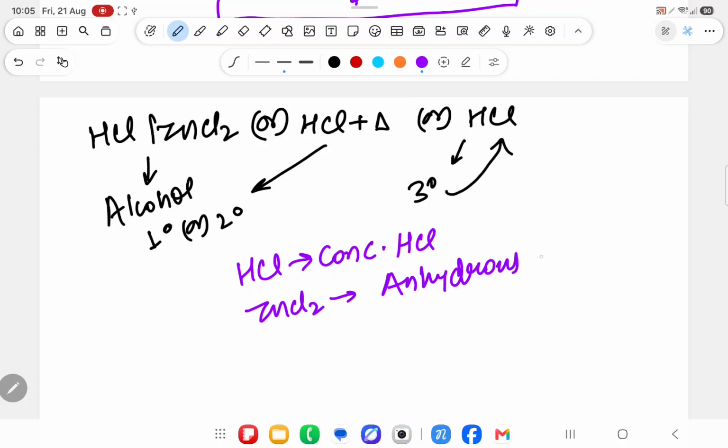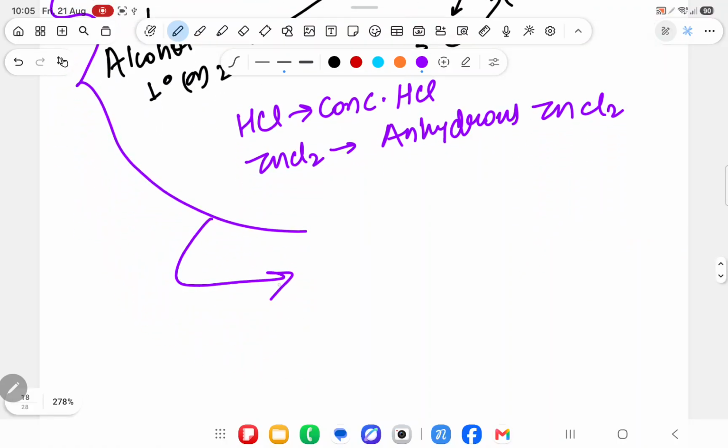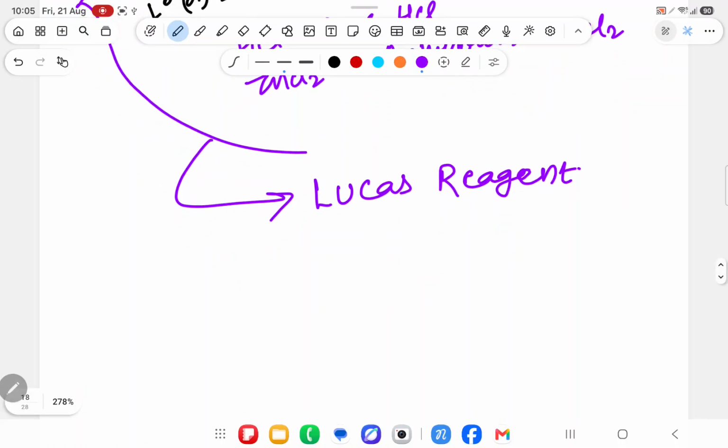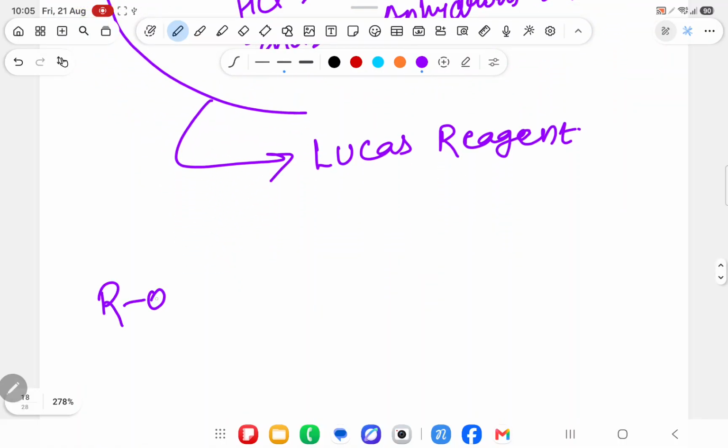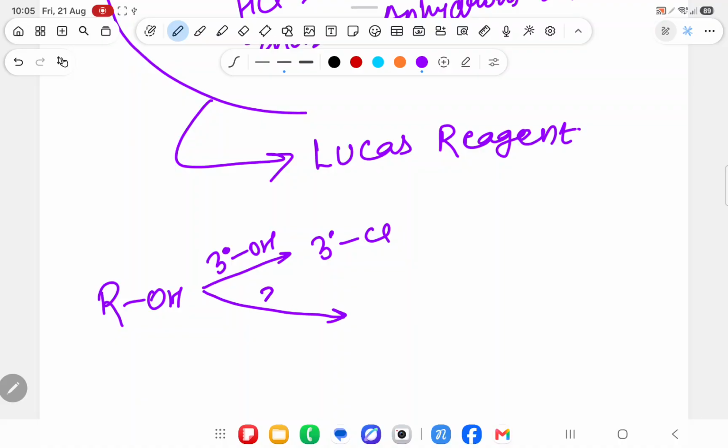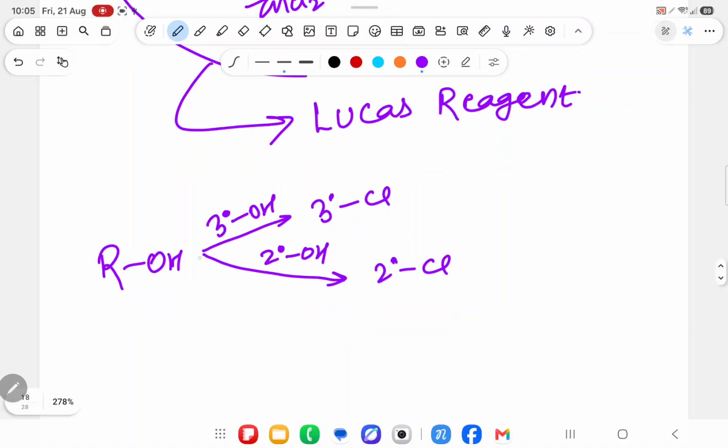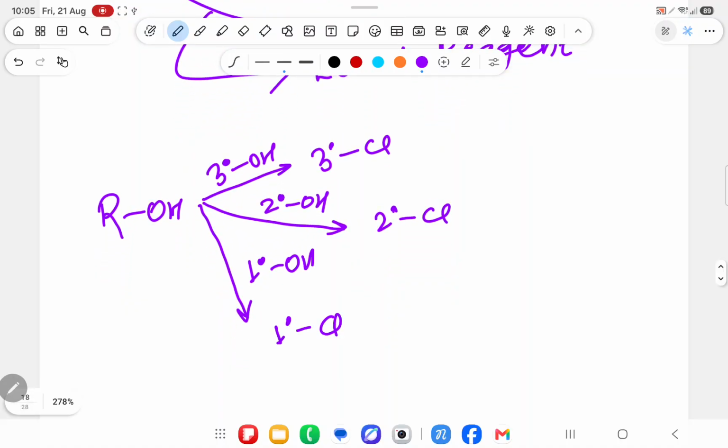anhydrous ZnCl2. Anhydrous ZnCl2. And the name of this reagent, HCl plus ZnCl2, is known as Lucas reagent. Suppose you have taken alcohol and that alcohol is 3 degree alcohol. So what happened? 3 degree alkyl halide will come. If you have 2 degree alcohol, 2 degree halide will come. If you have 1 degree alcohol, then 1 degree chloride will come.